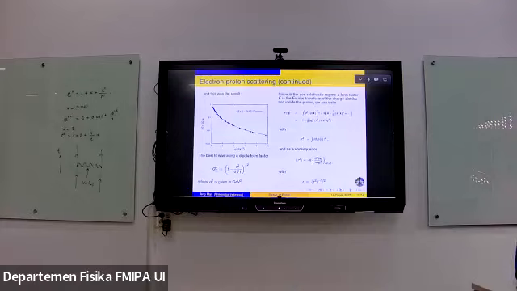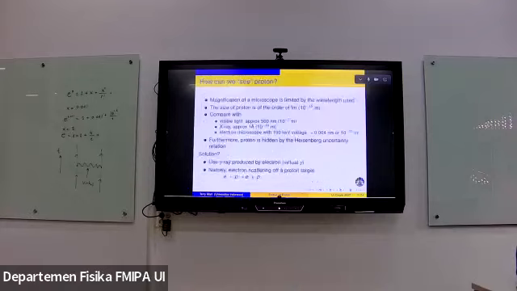I also forgot to say in the beginning that we cannot see the proton because the proton is hidden by the Heisenberg uncertainty relation. Why? Because we don't know precisely where the electron and the proton are.